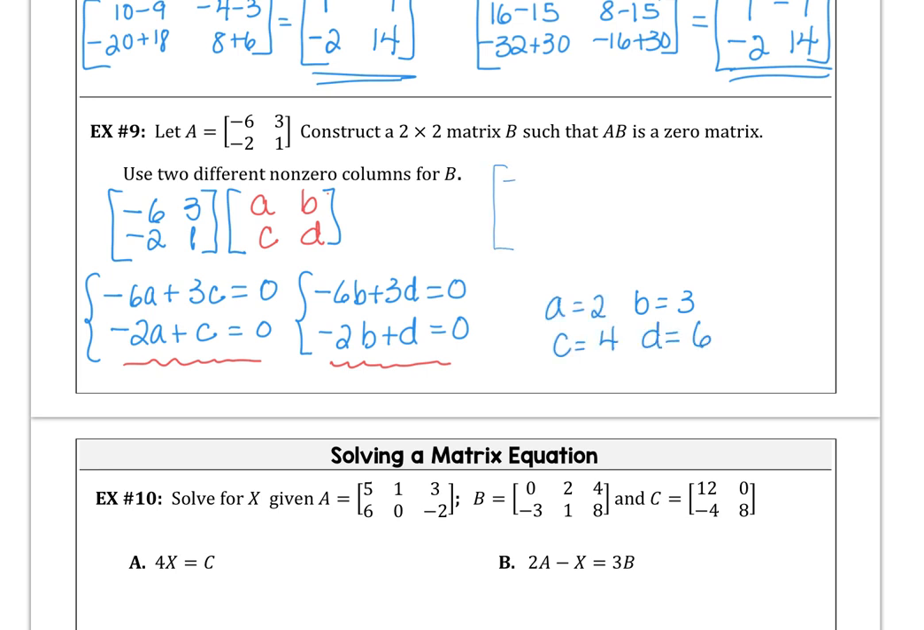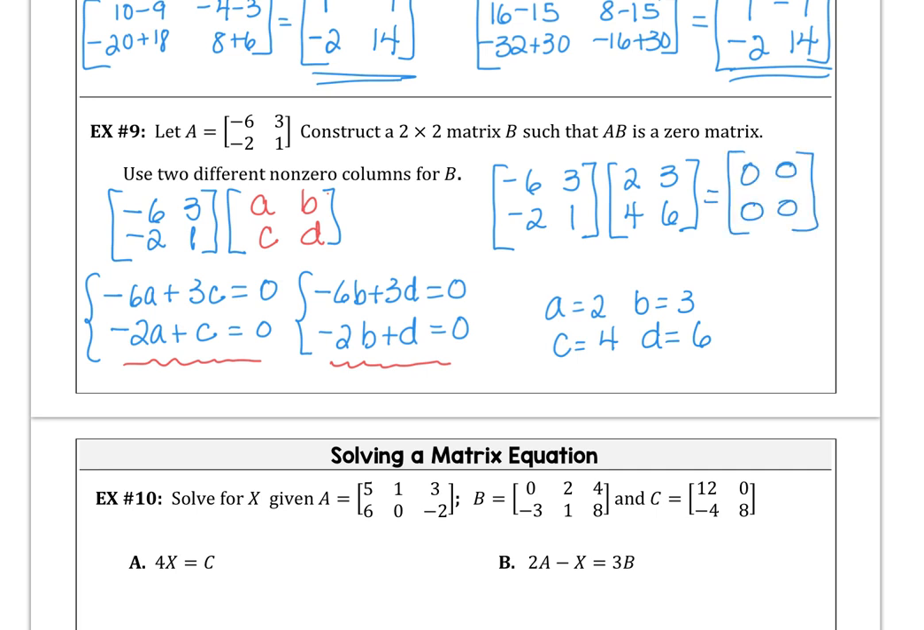And we can check that -6, 3, -2, 1 times 2, 3, 4, 6. They're two different non-zero columns that we're going to get 0, 0, 0, and 0. And you can kind of see that. This is -12, this is +12. This is -4, this is +4. This is -18, +18, and -6, +6.